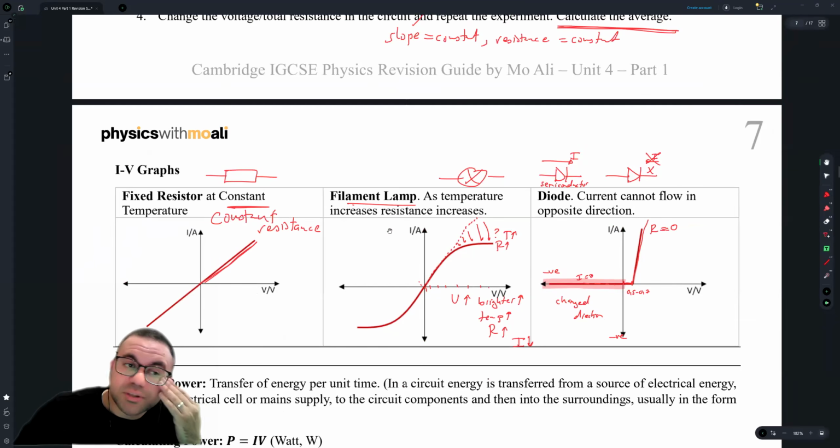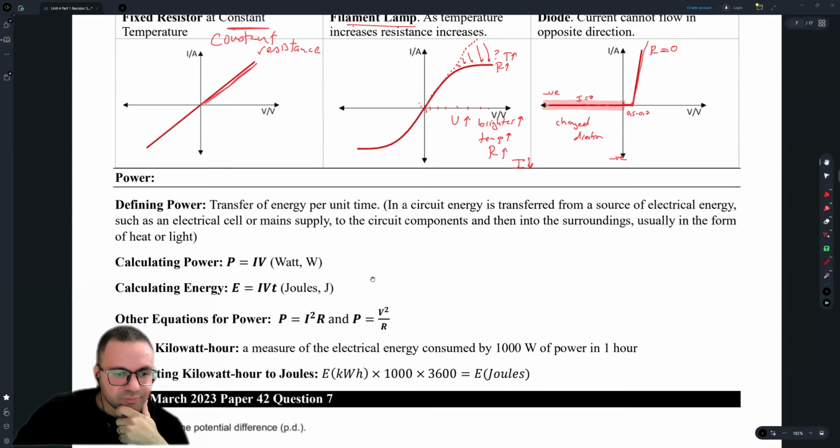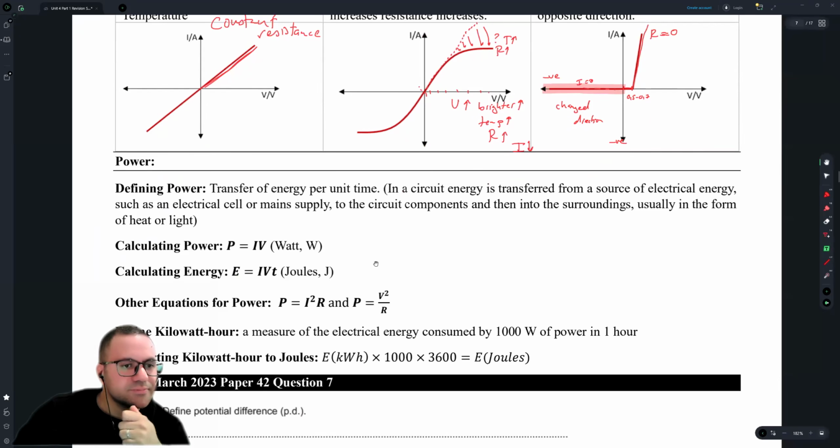Okay. You need to memorize these, all three. You should sketch them right away and identify which component the graph is trying to show you. Final quantity, something that we call power. Now, this is honestly from unit 1, so very old quantity, nothing new. So what is power? It's the energy per unit time, right?